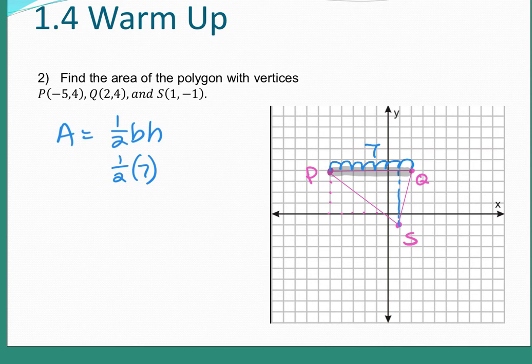And then for the height, you need something that is vertical so that it forms a right angle here, which this little segment here is. 1, 2, 3, 4, 5 is the height, and then 1/2 of 35, or 35 over 2. You could also write that as 17.5. Any of those answers will be accepted.